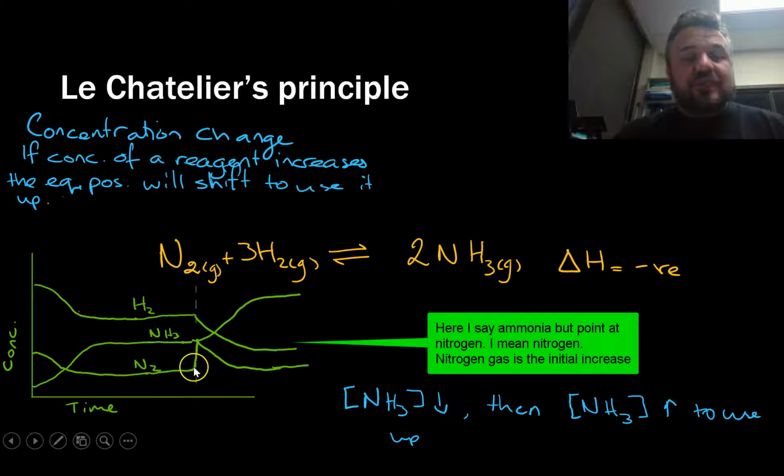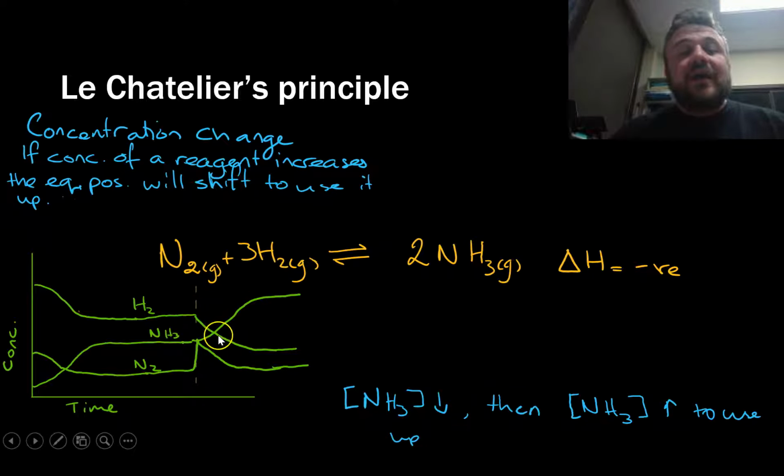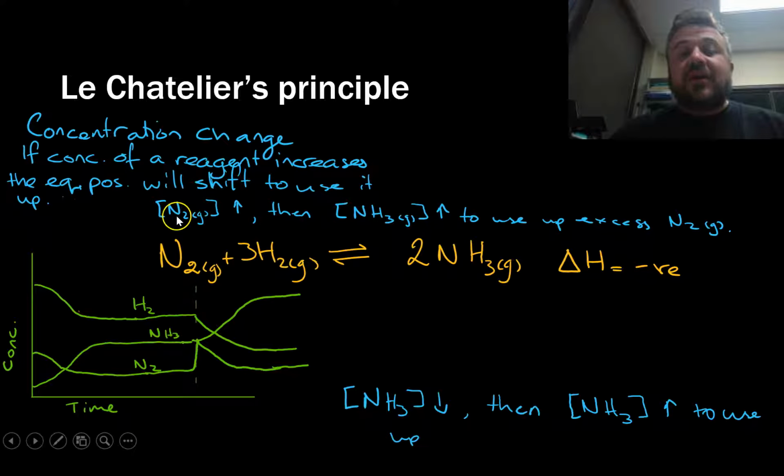So if right here we inject a bunch of ammonia, we increase the concentration of ammonia, and all of a sudden we start to see the concentrations of nitrogen and hydrogen, which are the reactants, decreasing until we find a new straight line. Sorry about my drawing there on the graph. A new straight line. And we see the concentration of ammonia increasing until it finds a new straight line. So a new equilibrium is achieved just here. And this is all to counteract this change, this increase in nitrogen gas. So as the nitrogen gas increases, then the ammonia moves up to use up the excess nitrogen.